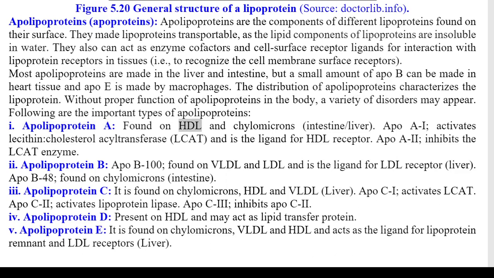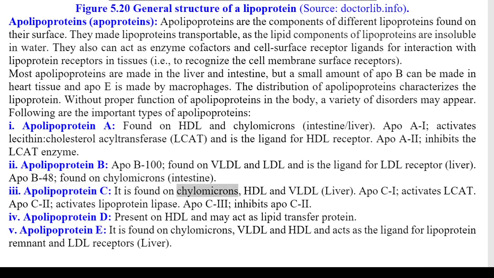1. Apolipoprotein A, found on HDL and chylomicrons; made in intestine and liver. ApoA1 activates lecithin cholesterol acyltransferase (LCAT) and is the ligand for the HDL receptor. ApoA2 inhibits the LCAT enzyme. 2. Apolipoprotein B: ApoB100, found on VLDL and LDL, is the ligand for the LDL receptor; made in the liver. ApoB48 is found on chylomicrons; made in the intestine.